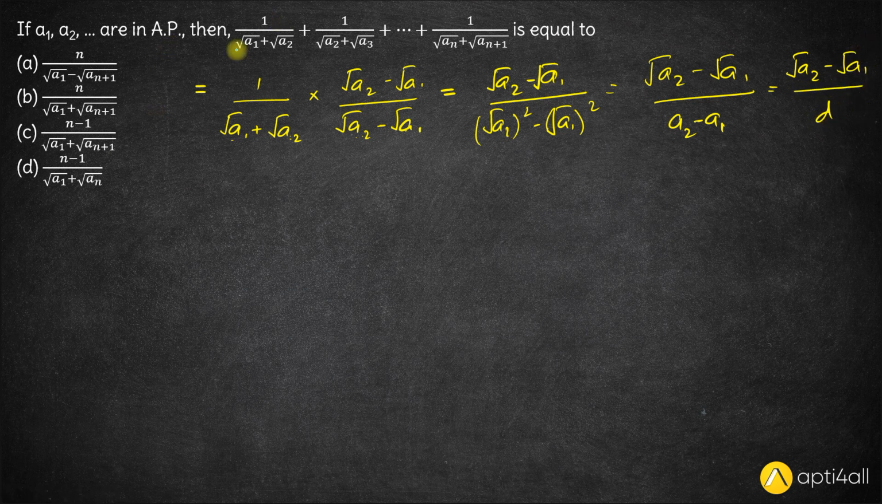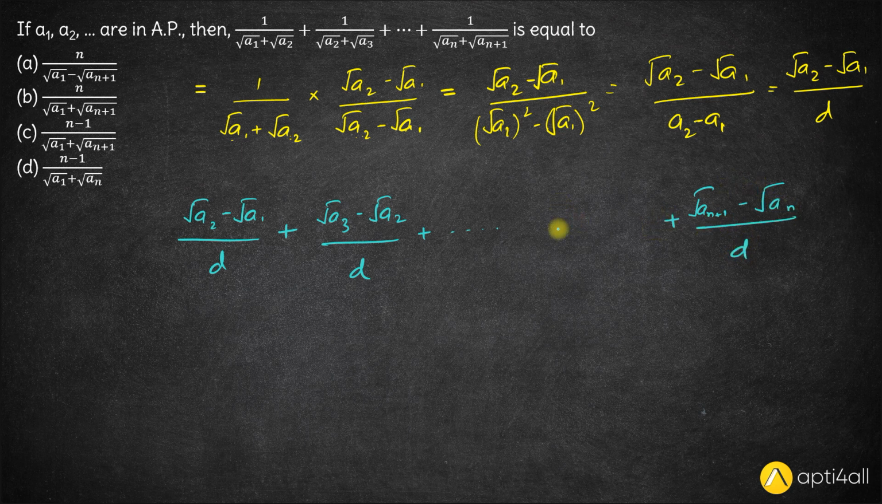So the first term comes out to be root of a2 minus root of a1 upon the common difference. Similarly, the second term here comes out to be root of a3 minus root of a2 upon the common difference, and this will go on till the last term, which will be root of a(n+1) minus root of an upon the common difference. What will be the second last term? The second last term will be root of an minus root of a(n-1) upon the common difference, which is, let's say, d.